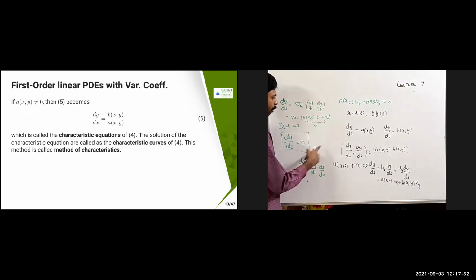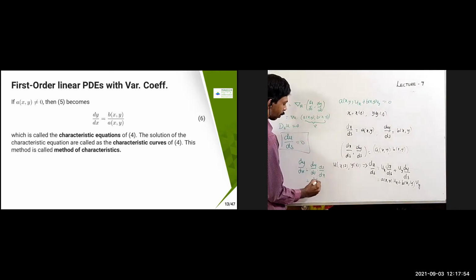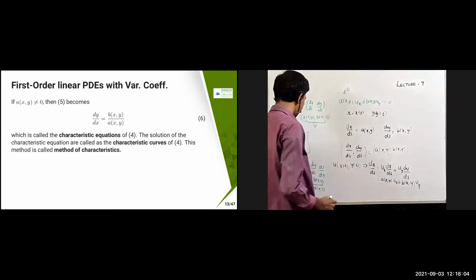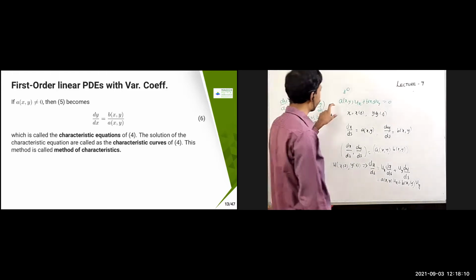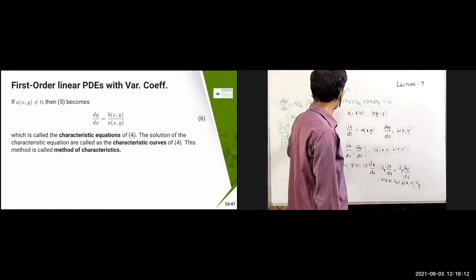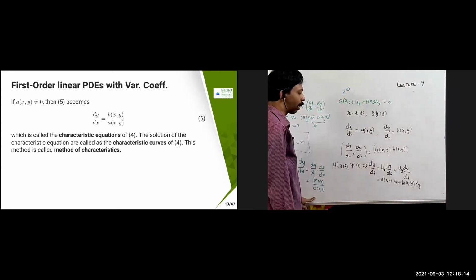So that means, what is dy/ds? It is b(x,y), and ds/dx is 1 by a(x,y). So if a(x,y) is not equal to 0, if this term is not equal to 0, then I can write dy/dx equal to b(x,y) by a(x,y). So this is called the characteristic equation for this equation.